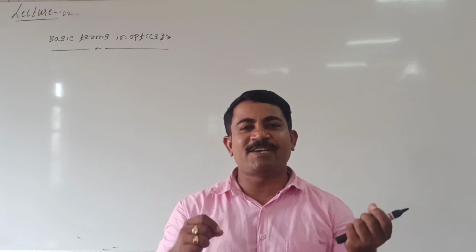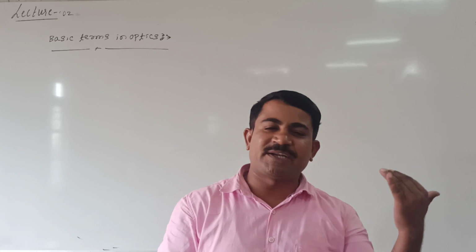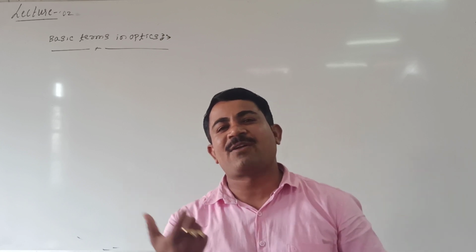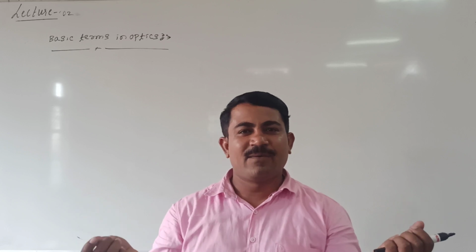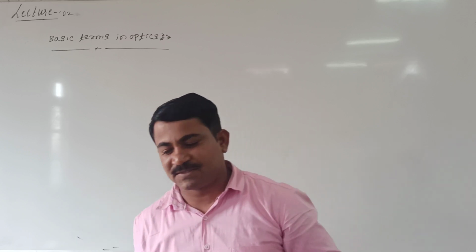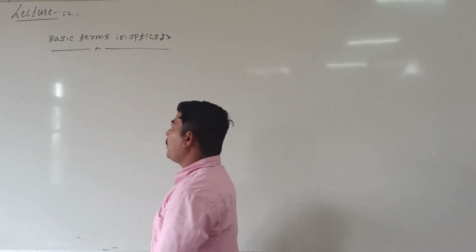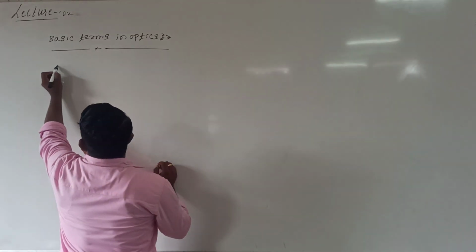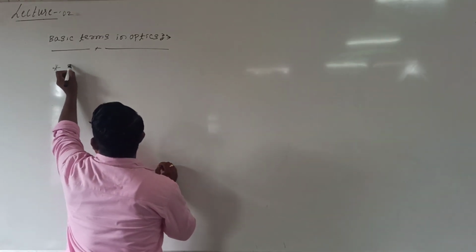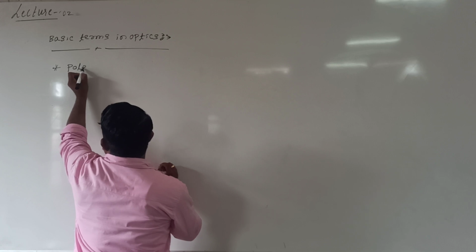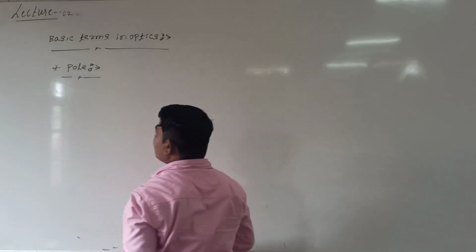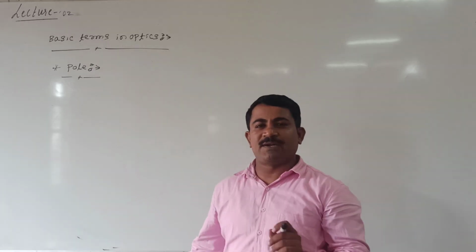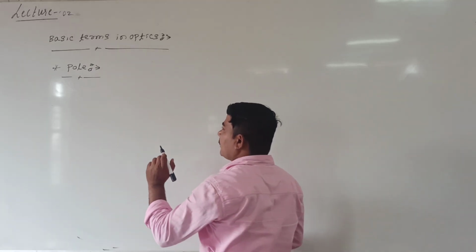To understand the basic terms, you can take either a concave mirror or a convex mirror. Taking any one mirror, you can study in detail what the basic terms in optics are. The first basic term is nothing but pole. What is meant by pole? That we will see. To understand the concept of pole, again we will take a mirror.